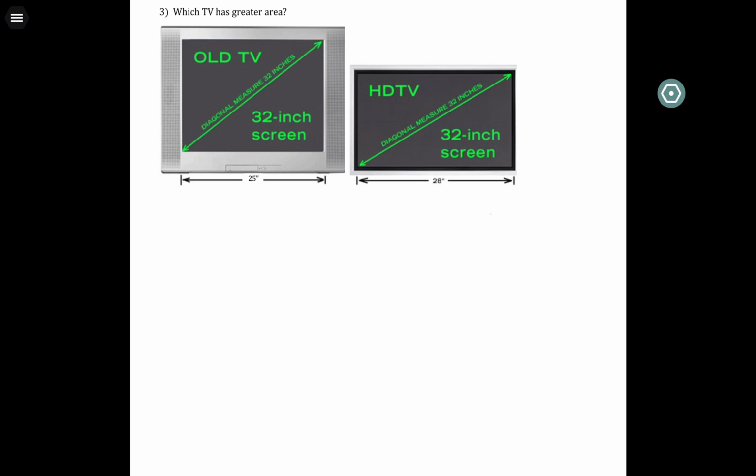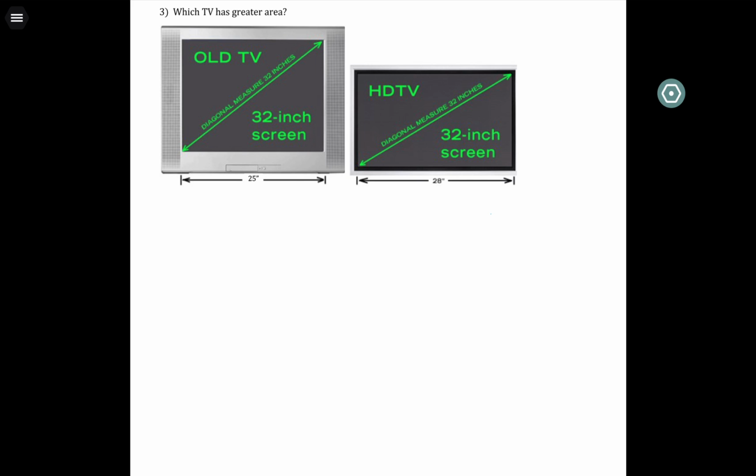One last video for 1.3.3. So I wanted to make sure I did one application problem in here of multiplying radicals. So this question, I really like. It ties together quite a few of the things that we've had to do so far.